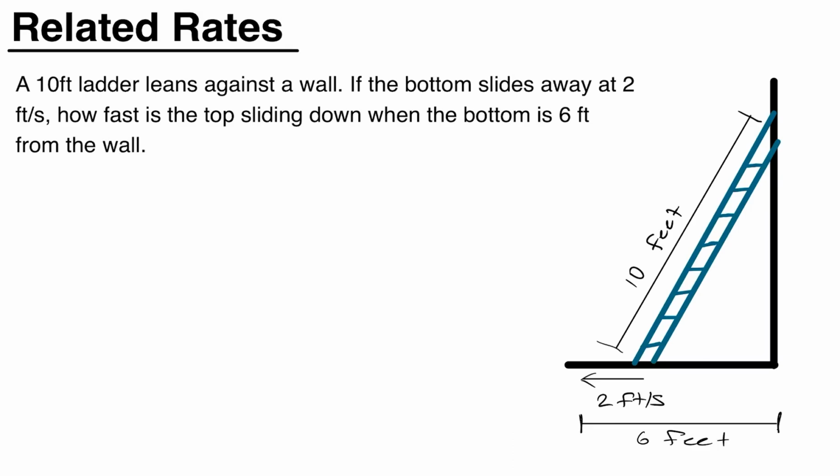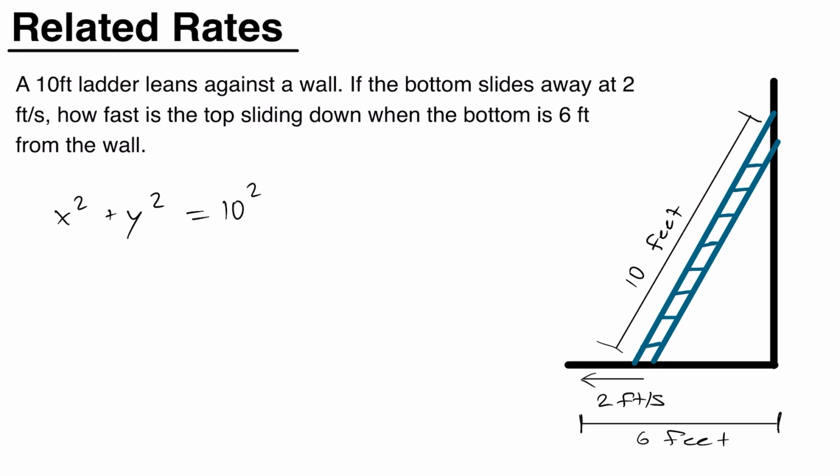So if a 10-foot ladder leans against the wall and the bottom slides away at 2 feet per second, as we have written here, how fast is the top going to be sliding down the ladder when the bottom is 6 feet from the wall? So our first step here is going to be to identify our equation, which is going to be x squared plus y squared equal to 10 squared, with 10 being the length of the ladder.